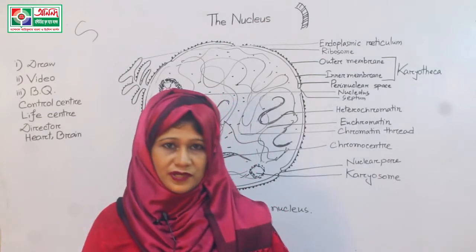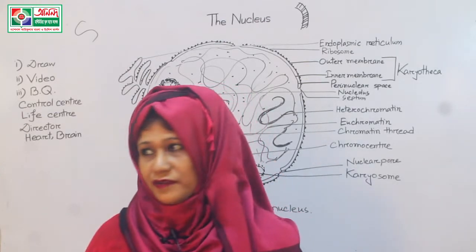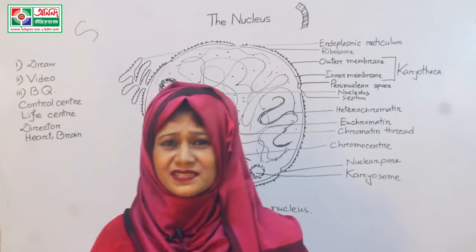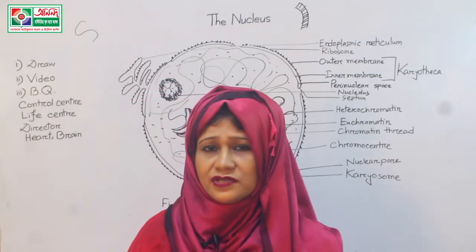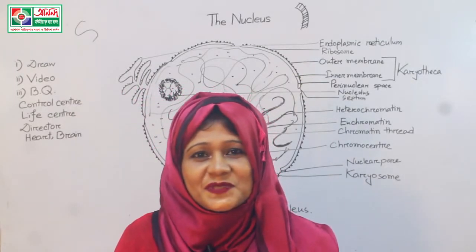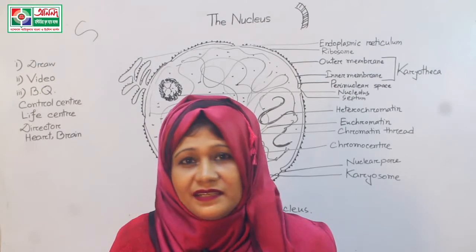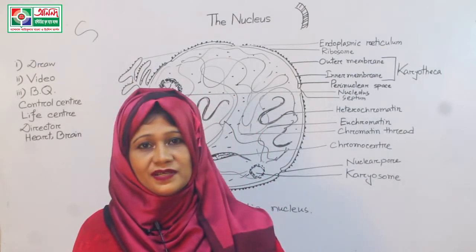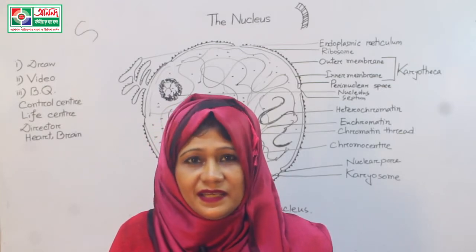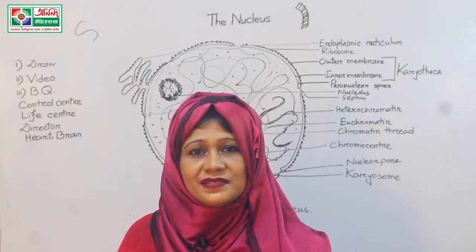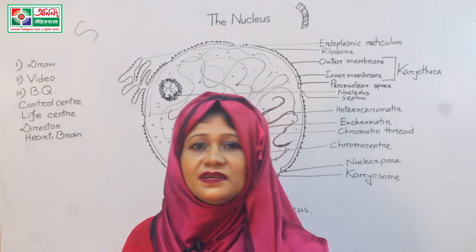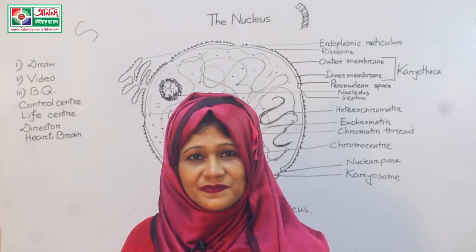Now, you can write about chromatin fiber. You can write that the coiled, thread-like structure in the nucleus is known as the chromatin fiber. It is attached with the nucleolus. It is the hereditary material. It transmits the hereditary information from parents to the offspring.